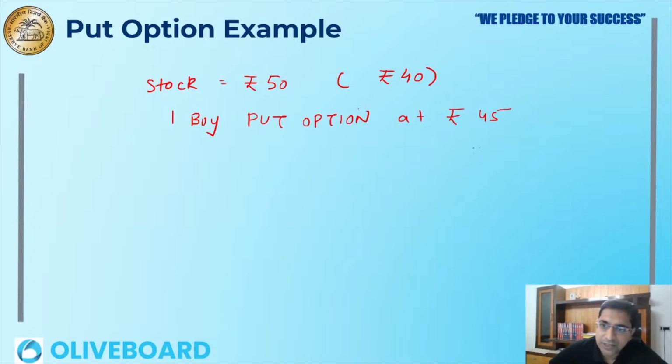And for this rupees 45, I don't have to pay the full amount of the lot. I will pay only the option premium. That is the premium. Like the way you pay for insurance, right? If you have 1 crore of insurance, you do not pay that 1 crore rupees to the insurance company, right?